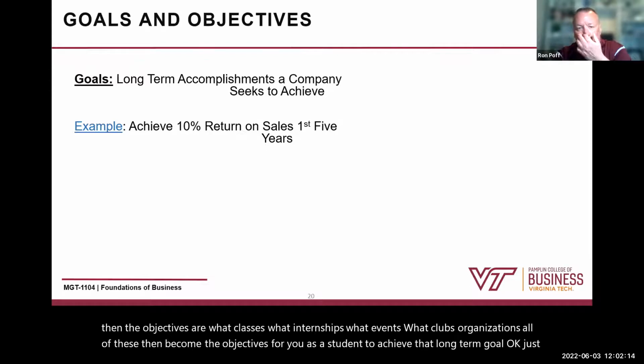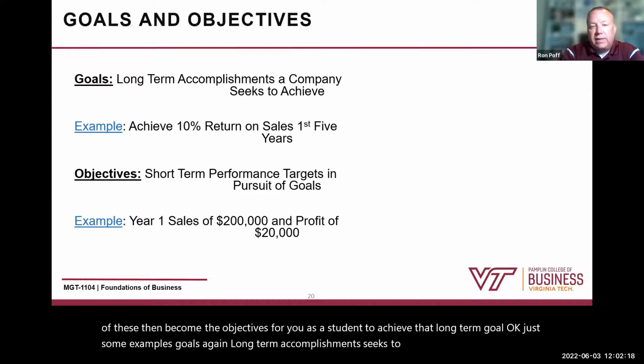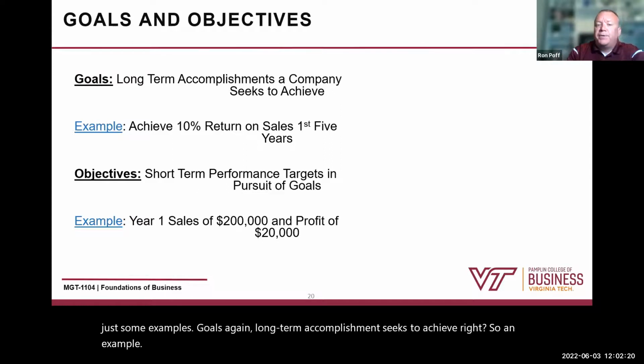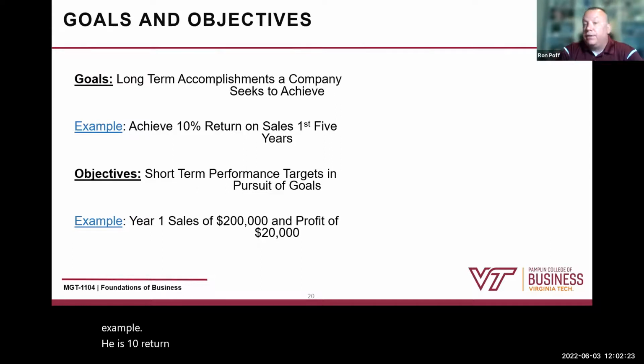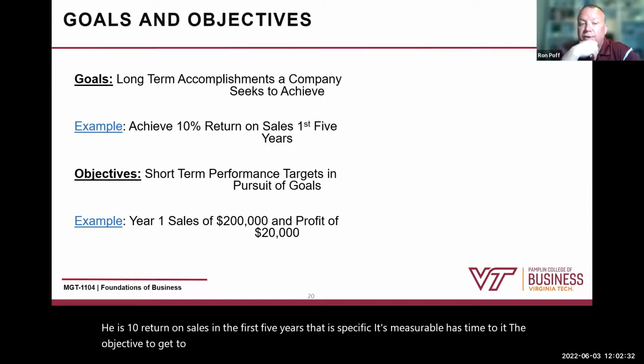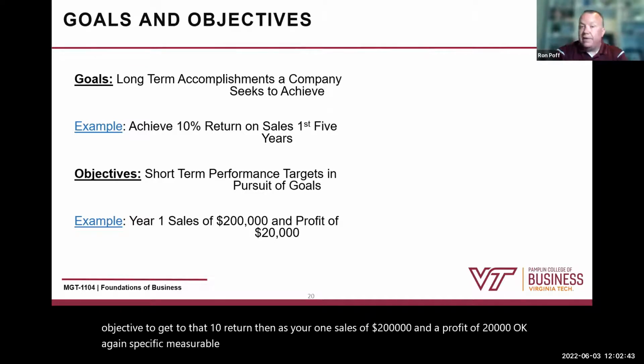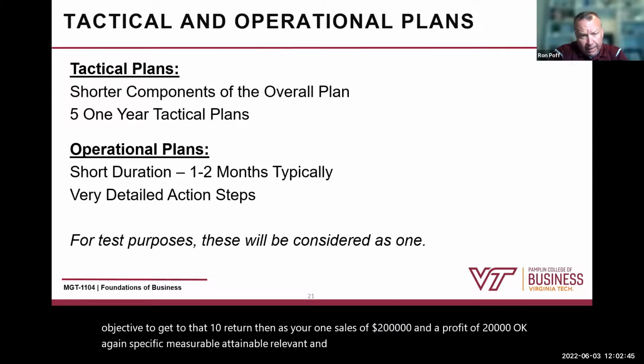Just some examples. Goals, again, long-term accomplishments one seeks to achieve. So an example is 10% return on sales in the first 5 years. That is specific, it's measurable, has time to it. The objective to get to that 10% return then is year one sales of $200,000 and a profit of $20,000, okay? Again, specific, measurable, attainable, relevant, and time measured.